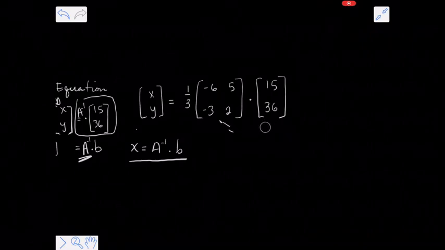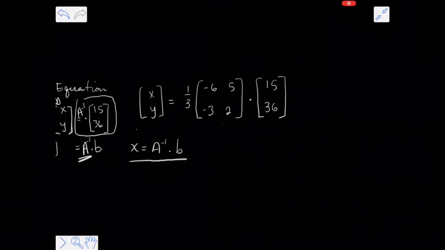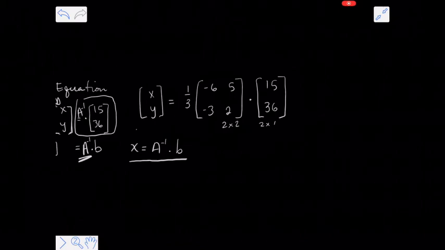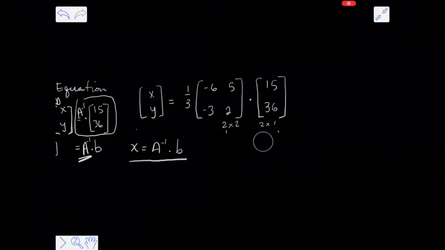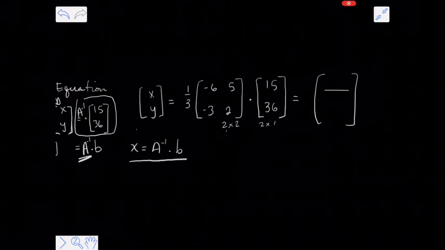So we need to multiply these two matrices. We have a 2 by 2 multiplied by a 2 by 1. That's going to give us a 2 by 1. So 2 rows but only 1 column.